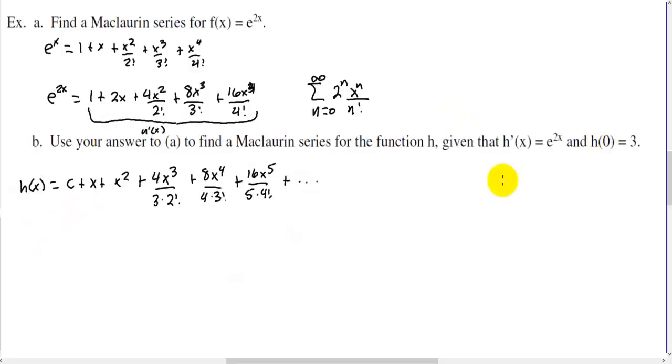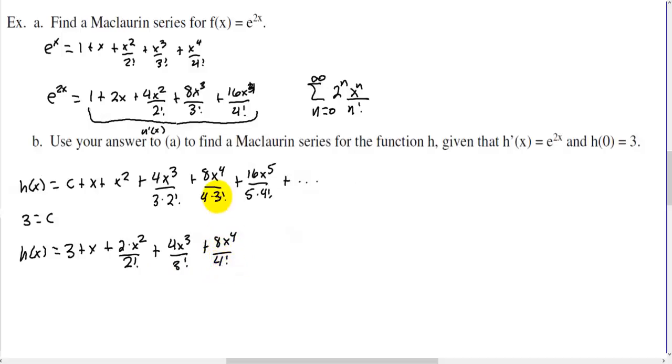Well, if h of 0 is equal to 3, that means when we plug zeros in for all of these x's, we get 0, and then c will equal 3. The function is 3 when we plug zeros in, so the constant's 3. H of x now is equal to 3 plus x plus. In order to get a nice pattern, we're going to cheat a little bit. We're going to take 2 times x squared, and we're going to divide by 2 factorial. That's 1, so we're allowed to do that. Then we have plus 4x to the third over 3 factorial, plus 8x to the fourth over 4 factorial, 1 times 2 times 3 times 4, that's 4 factorial, plus 16x to the fifth over 5 factorial, and keep on going in that fashion.